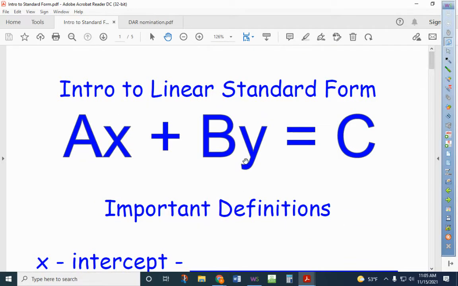Okay guys, we're going to do an intro to linear standard form. Linear standard form is ax plus by equals c. We've used slope-intercept form, which is y equals mx plus b, and we've used point-slope form. So this is just another fixed form for us to use to help us.